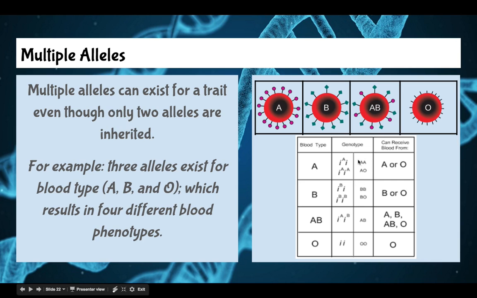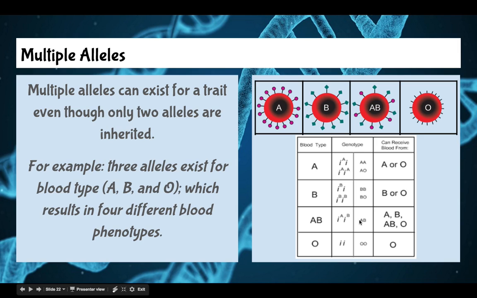If you receive AA or AO, you're considered to have A blood type, and you can receive blood from blood types A or O, meaning you can take blood from anyone that has A or O type of blood. Then B blood type, you could either be BB or BO. The B will mask the O. And you can receive blood from people that are B type or O.